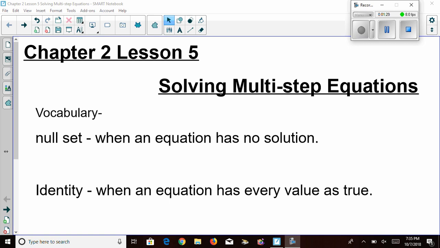The next piece is the identity, which is when an equation has every value as true. And what that means is for the left and the right, they will be equal no matter what number we choose. So if we're going to check whether an equation is true, as in the left and right are equal, we could select any number out of all the real numbers, and the equation would still be true. So far, we've only dealt with when there is only one possible number, but we're going to build into these other two types of solutions.